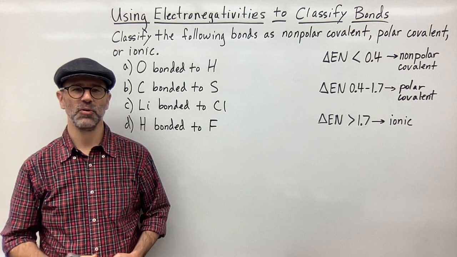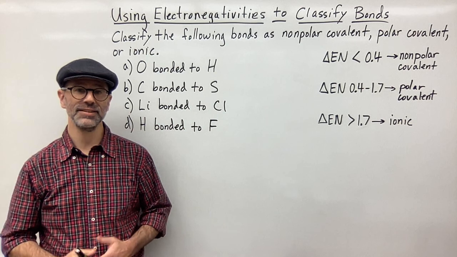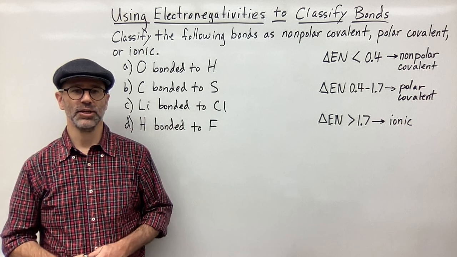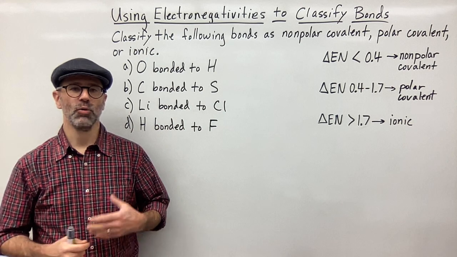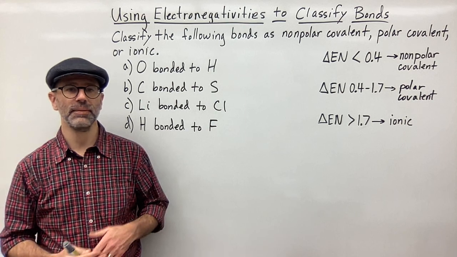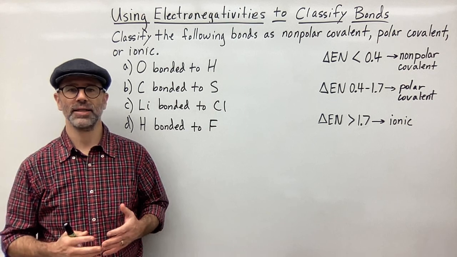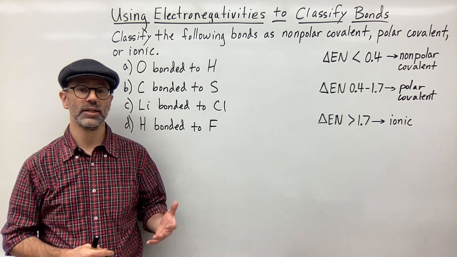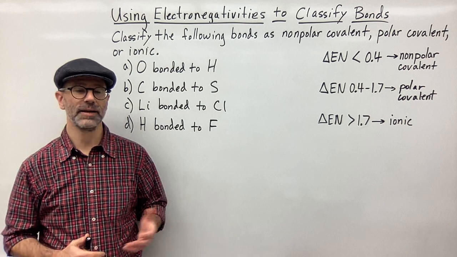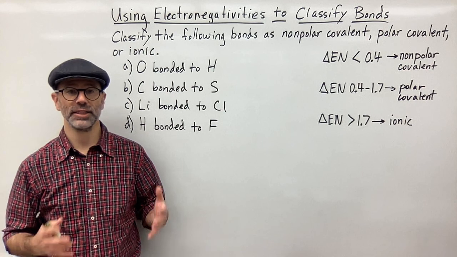My name is Mr. Koval, and in this video I'm going to be going over how to use the electronegativities to classify bonds. So let's get into this. What I'm going to go over is a particular problem where you're asked to classify a bond as either nonpolar covalent, polar covalent, or ionic. And I'm going to show you how to do that using the electronegativities.